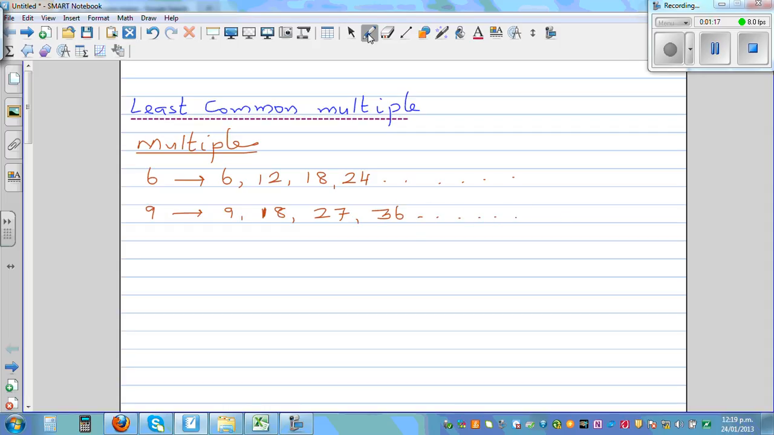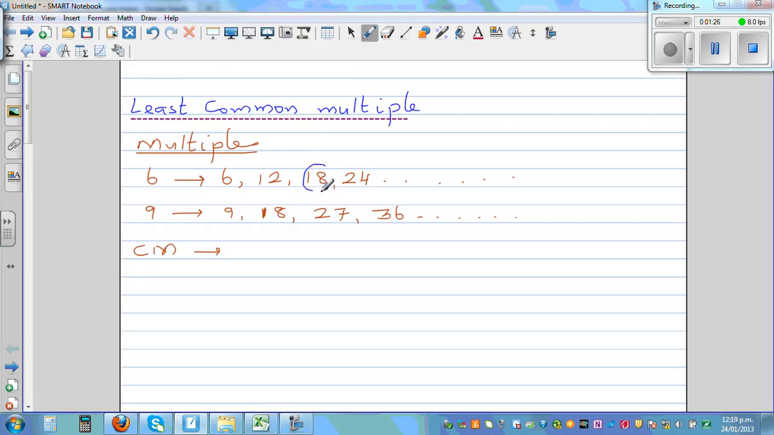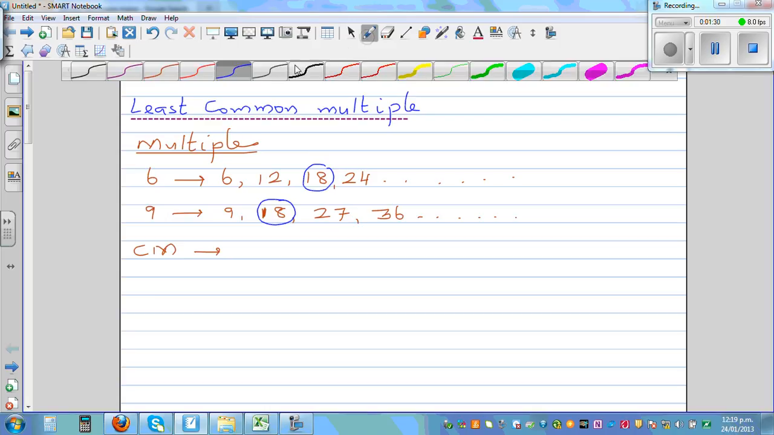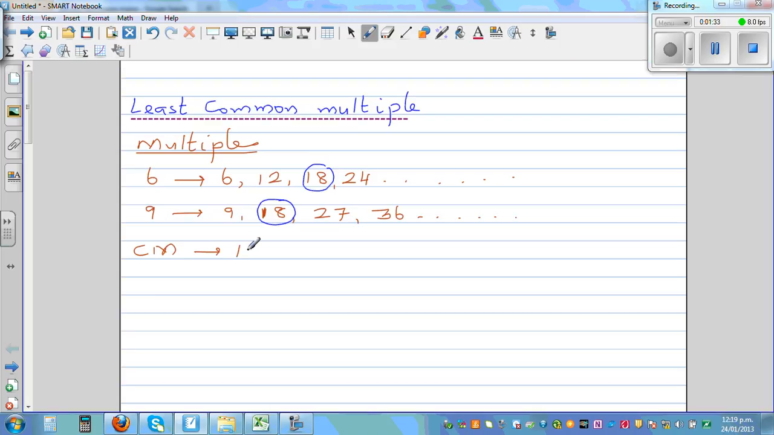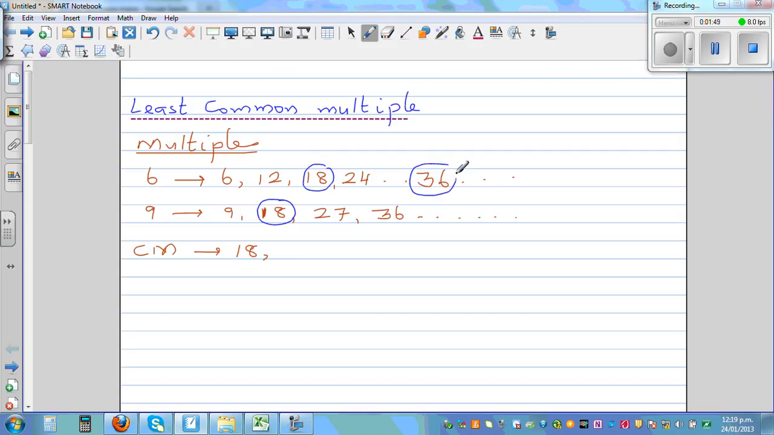Now, what are the common multiples? Let me write CM in short. Let me underline the common multiples. You have 18 here and you got 18 here, so the common multiple will be 18. What will be the next common multiple? If you go on, you will have 36 coming somewhere here, because 6 times 6 is 36. Can you see 36 is a common multiple?